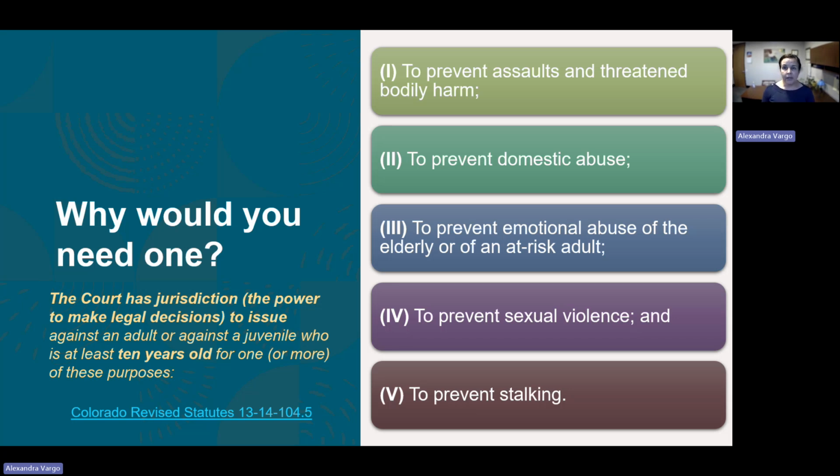order if it's appropriate. The statutory options for protection order under Colorado Revised Statute 13-14-104.5 are to prevent assault and threatened bodily harm, to prevent domestic abuse, to prevent emotional abuse of an elderly or at-risk adult, to prevent sexual violence, and to prevent stalking.